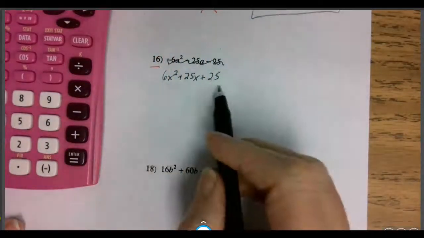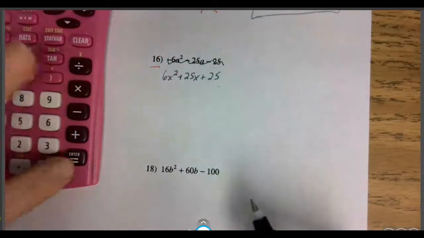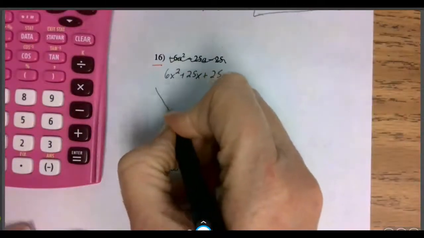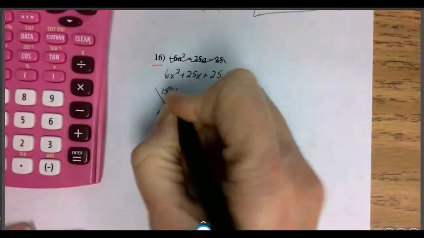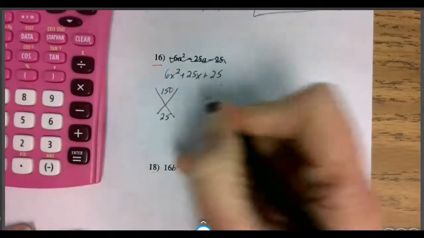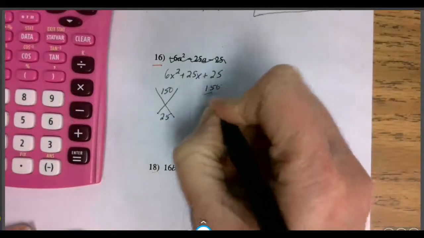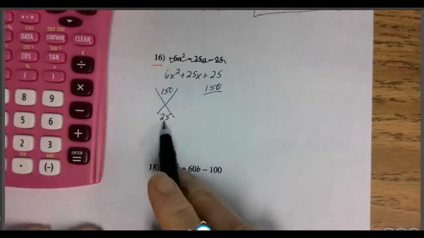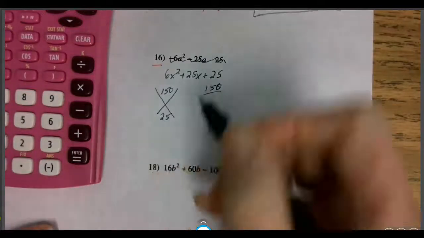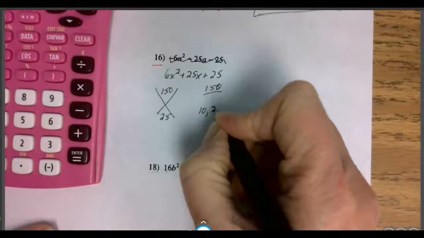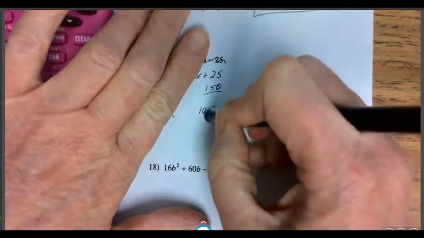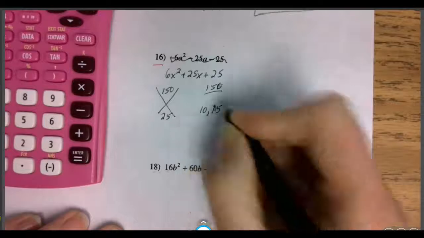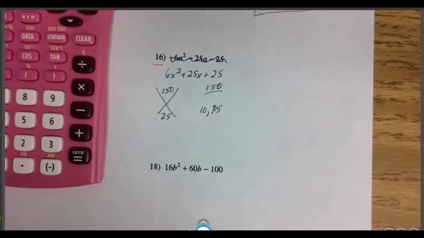We're going to take 6 times 25. That gives us 150. So I'm going to put a 150 at the top of my x and 25 at the bottom. I'm going to list the factors of 150. Well, I'm not going to list them all. I have to find the pair that gives me 25. Well, 10 and 15. That's not the answer, but I have to start someplace. 10 and 15 are only 5 apart, so I know I'm going to have to go bigger.